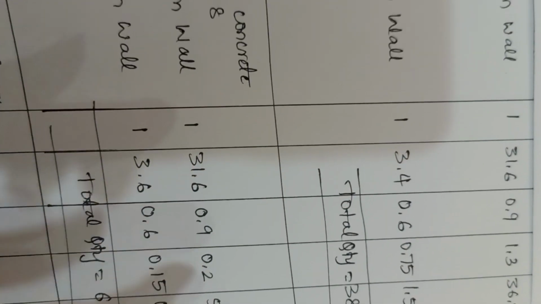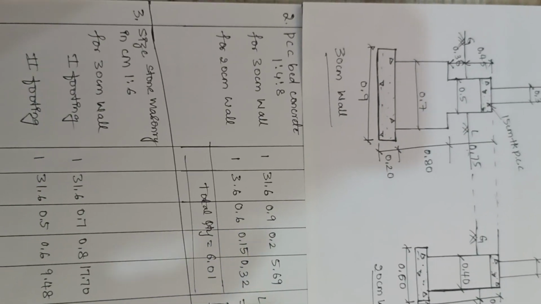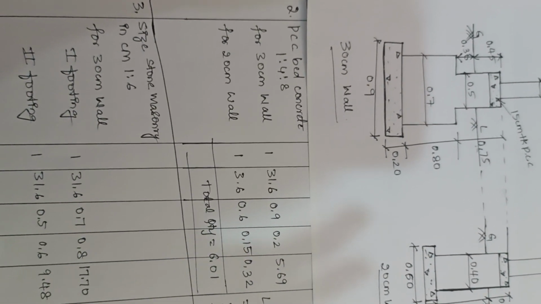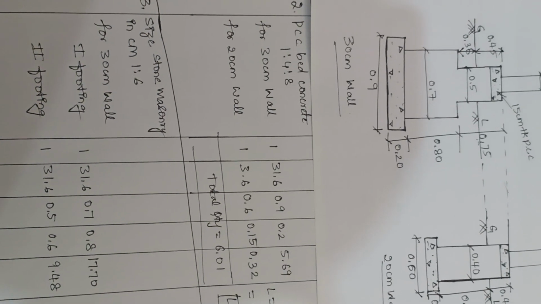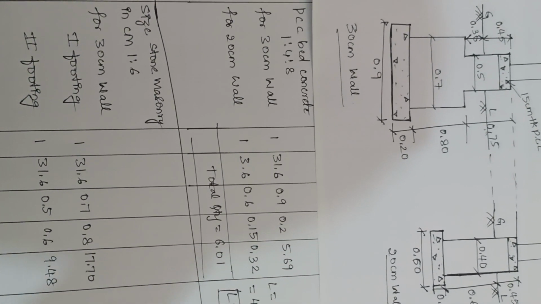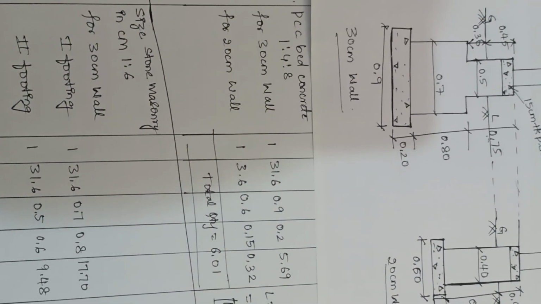Moving to the next item. The second item of work is PCC bed concrete 1:4:8. Again, this portion is split into 2 parts. We first have to find the individual quantities of 30 and 20. Later onwards, we need to add both the quantities.